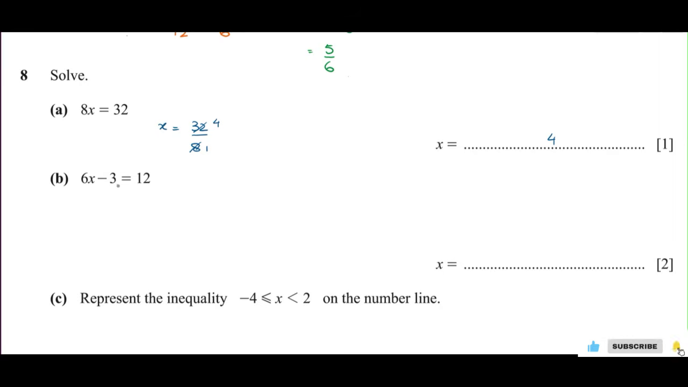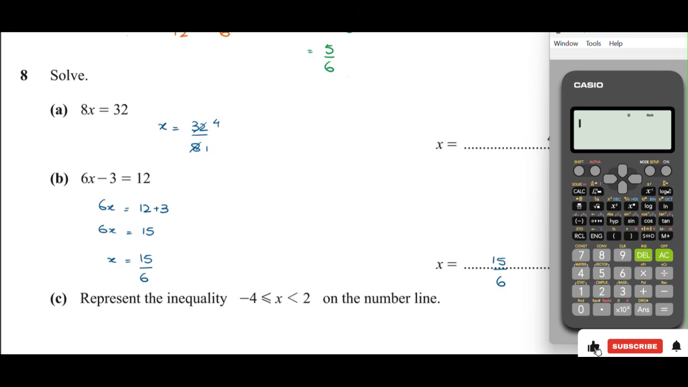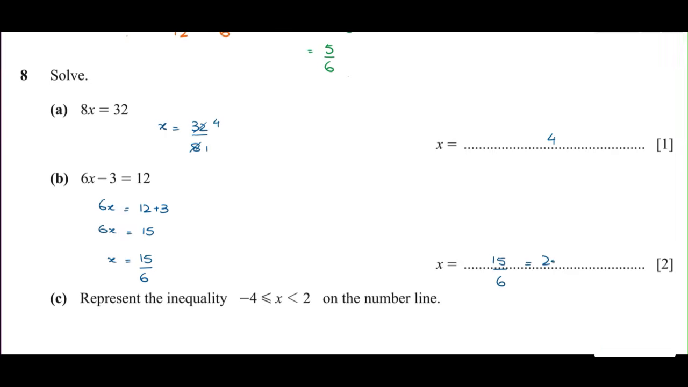Now for part B, 6x minus 3 equals 12. So 6x equals 12. Shift the 3 to the other side, plus 3. So here 6x equals 12 plus 3, which is 15, and x would be equal to 15 over 6. 15 over 6 is also okay, but we can convert it into decimal representation. What is 15 divided by 6? In terms of decimal it is 2.5, right? So that is also equivalent to 2.5.